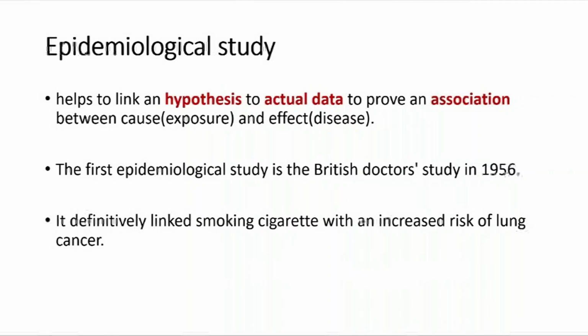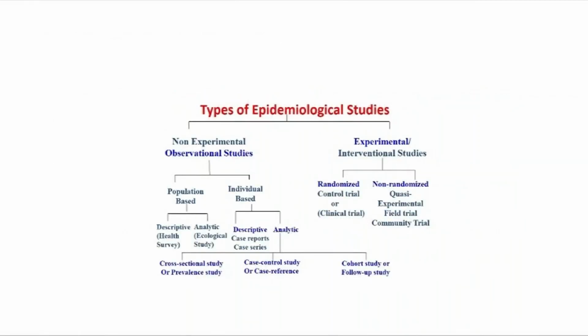Epidemiological study helps to link our idea to data and prove an association between exposure and disease. The first epidemiological study is the British study of 1956 that linked smoking cigarettes with increased risk of lung cancer. Types of epidemiological studies, we have the non-experimental and the experimental. Under the non-experimental, we have population-based and individual-based.